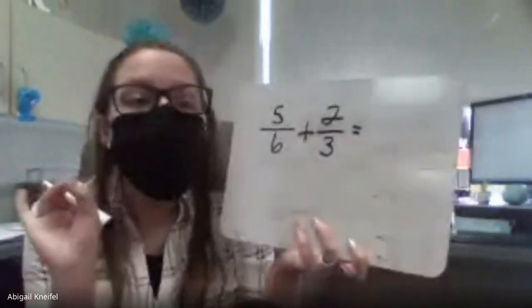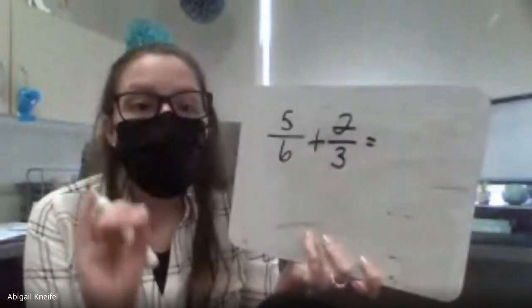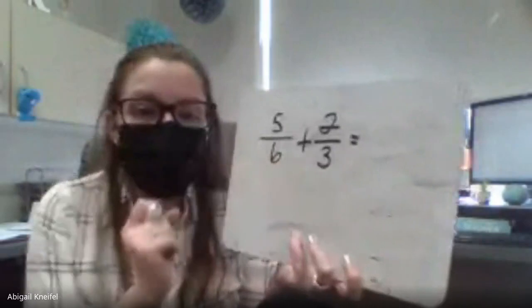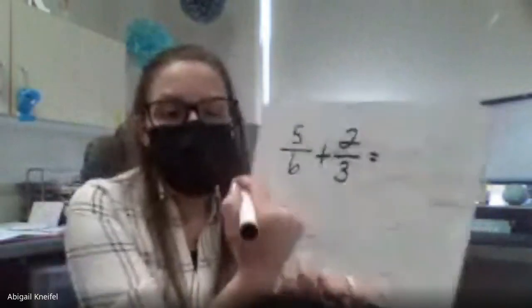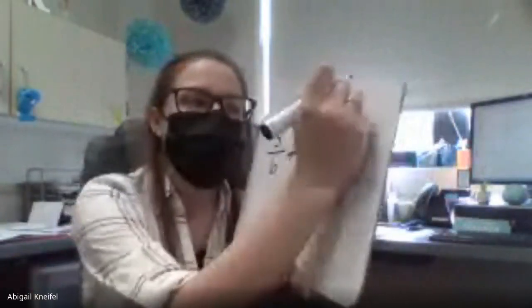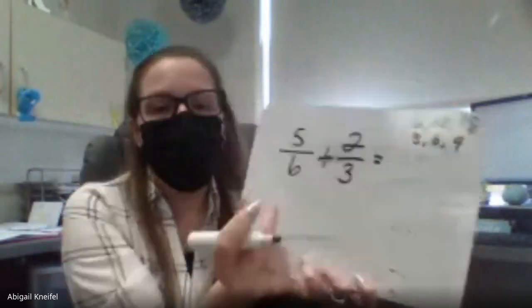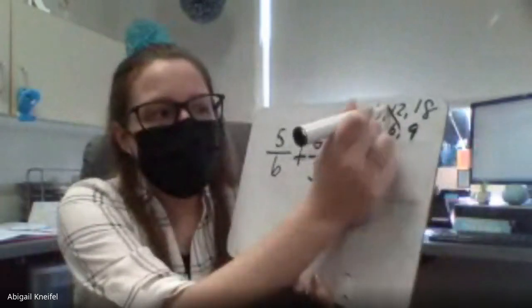All right, so to add a fraction, we have to have the same common denominator. Our denominators have to be the same. And right now, 6 and 3 are not the same. So we need to make them be the same. So what goes into both 6 and 3? Let me count by 6s. 6, 12, 18. Let me count by 3. 3, 6, 9. Oh, look, we already have a common denominator, 6.